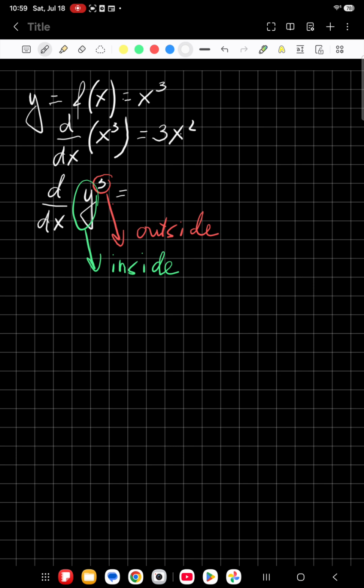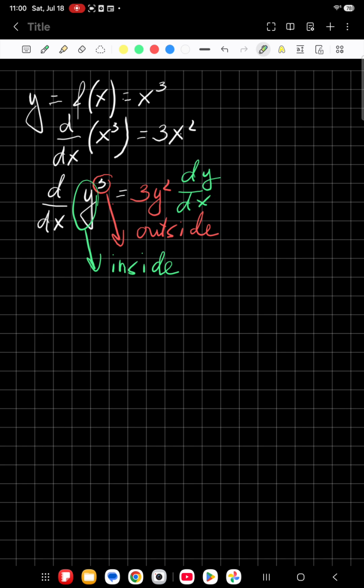Let me write it in red. That would be 3y squared. So we're treating that y just as a regular variable, 3y squared. But now I need to multiply it by the derivative of the inside. The derivative of the inside is dy/dx. That's an example of implicit differentiation. So we got the derivative of the outside, that's this, and then I multiply it by the derivative of the inside. The inside is y, so it's just dy/dx.